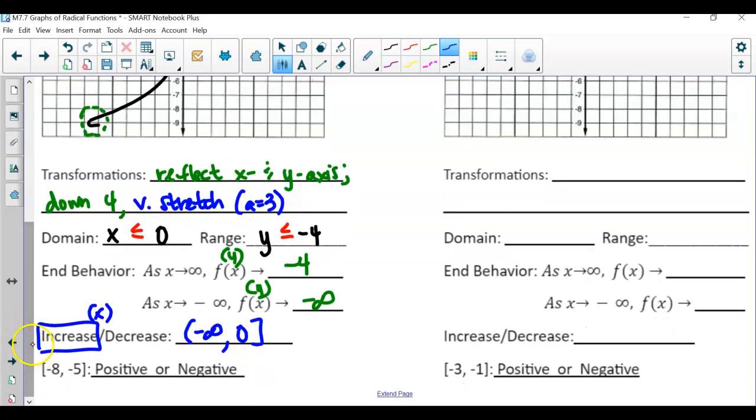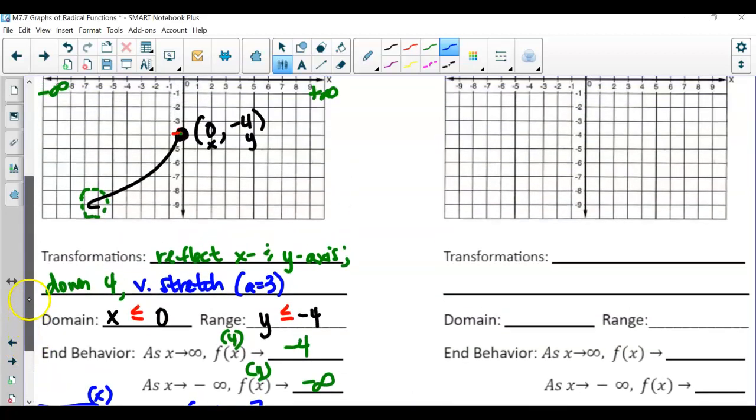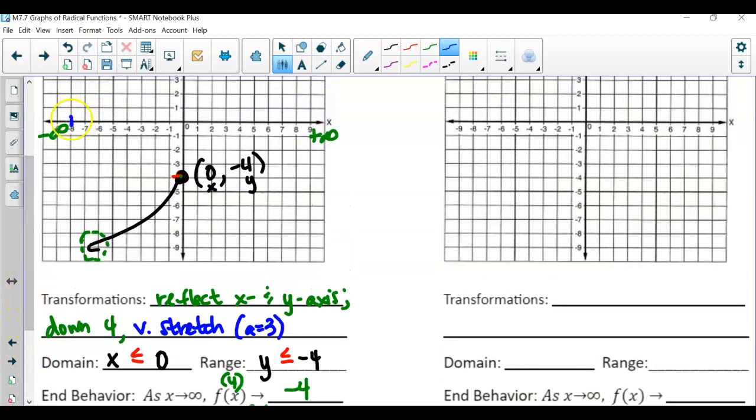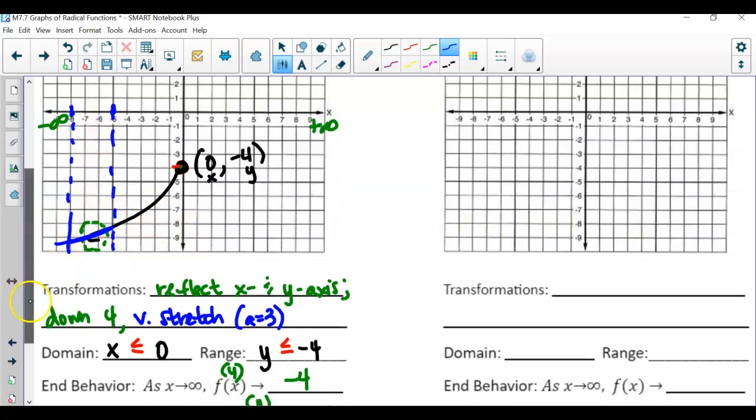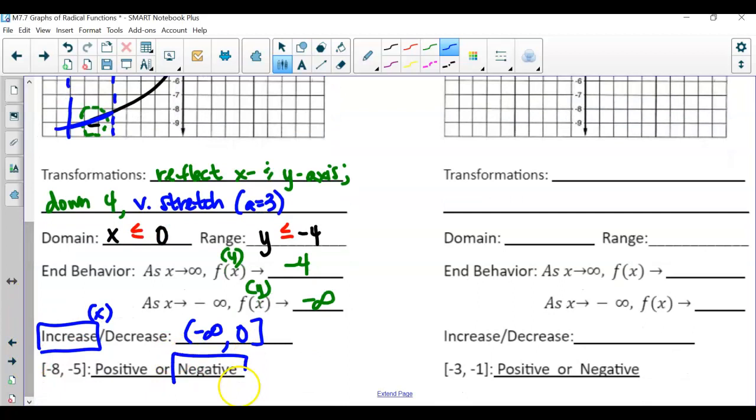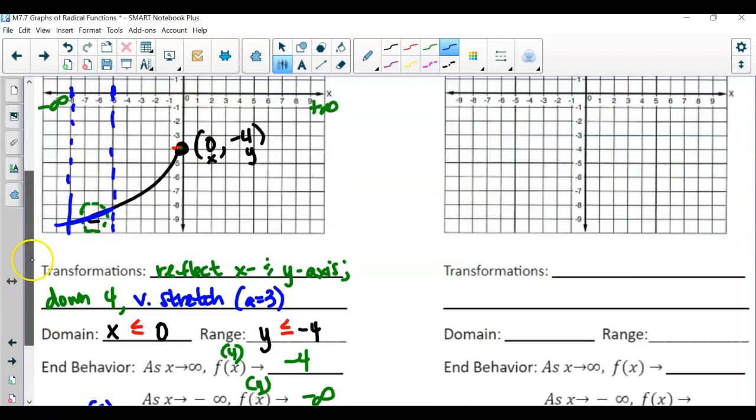Then let's see how you did with the -8 to -5 X values. So from -8 to -5. So we're looking at this portion of our graph. Remember, it's continuing on. So we're looking at this portion of our graph here. Notice how they are below in the negative Y values. So these values are negative.